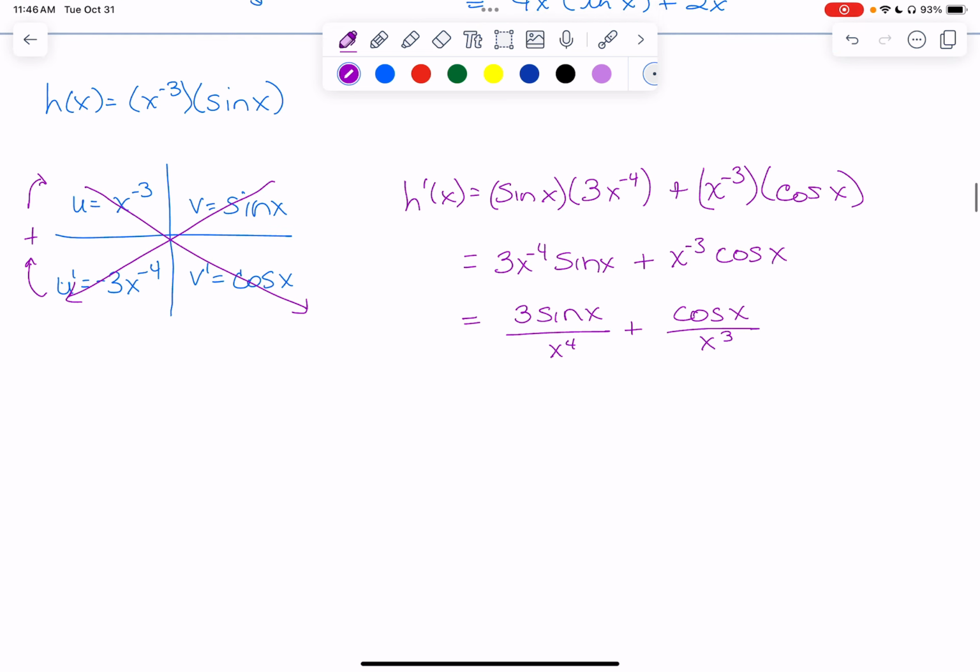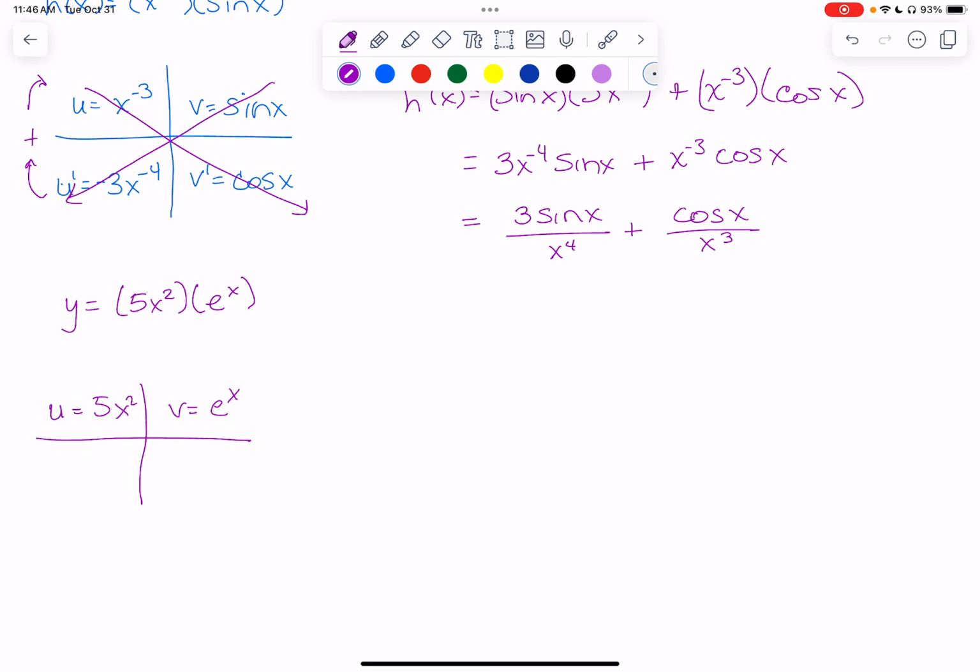Let's see, my last function was y is equal to, here I had a 5x squared times e to the x. So again, if I make my little table, you can see it gets messier. My u is equal to 5x squared. My v is equal to my e to the x. I'll move this up just a tad for you. My derivative of u is equal to 10x. And my derivative for v is equal to e to the x, because luckily that one stays the same. I really love that.